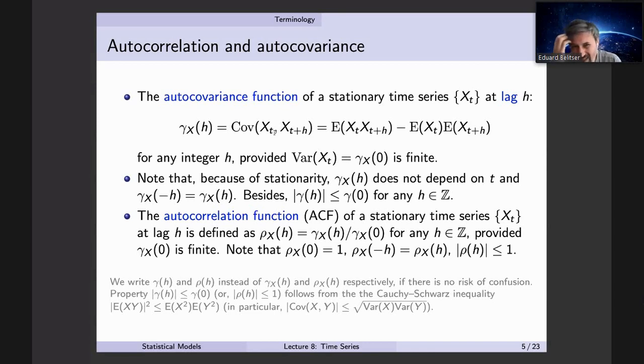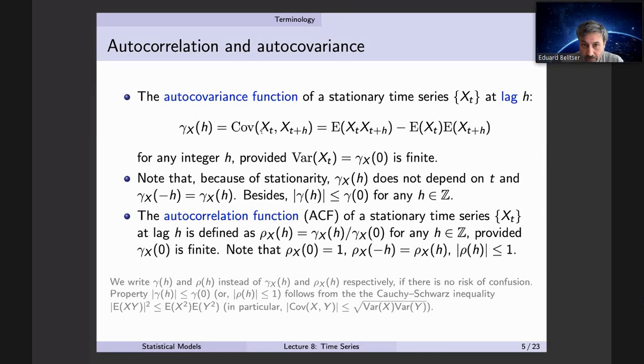Why is that called auto? Because in principle, if it were a general covariance, it would have depended on two variables. But since it depends on only one variable, h, to make a distinction between the general case and this particular case, people call it the autocovariance function. Okay, what else can we say? Well, we can actually say quite a lot.